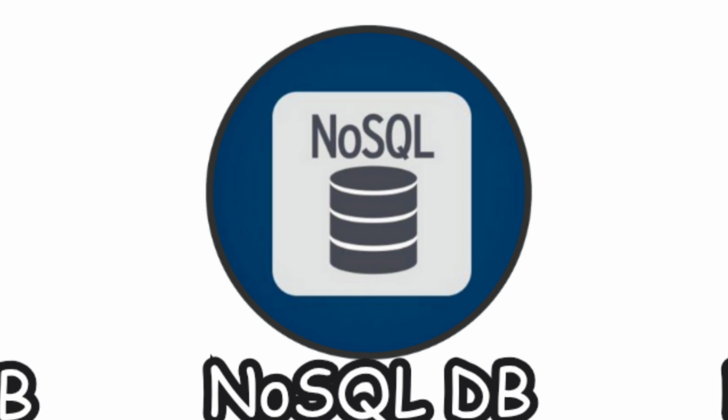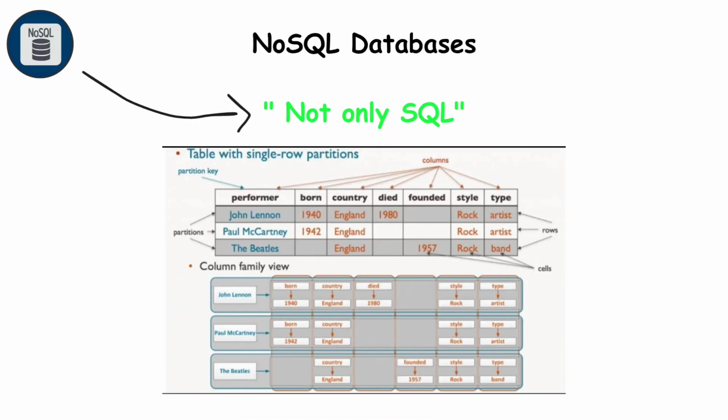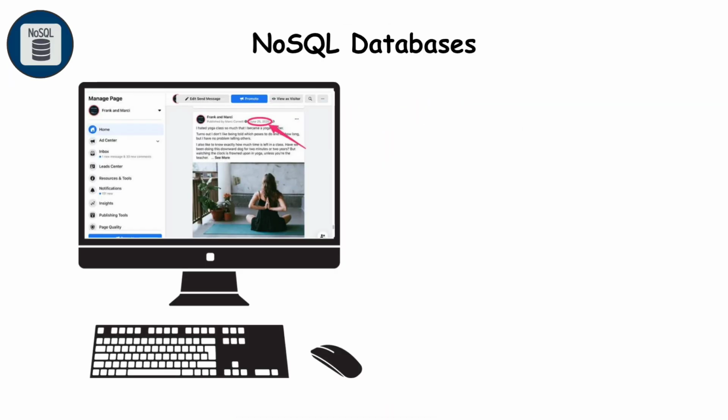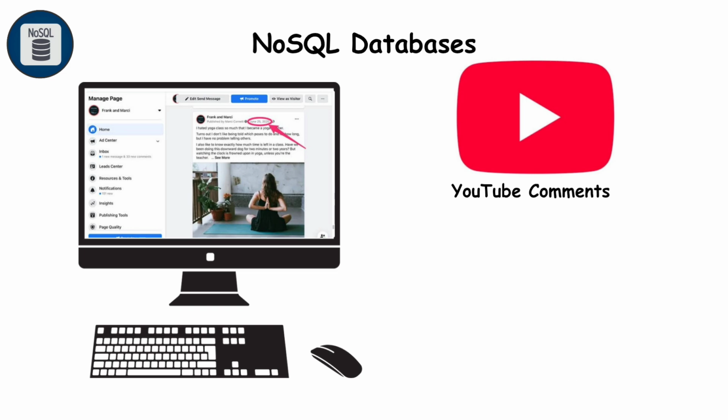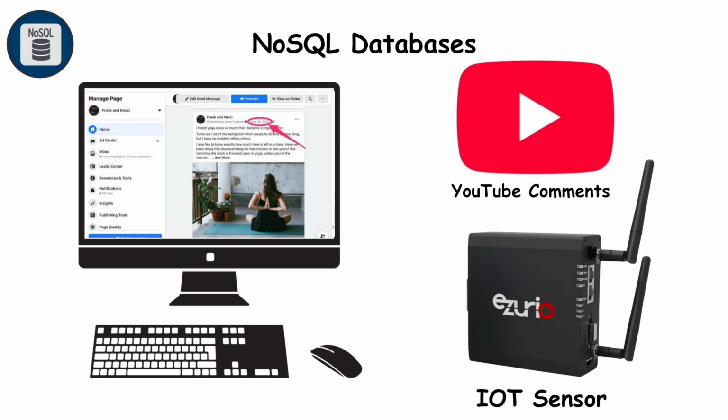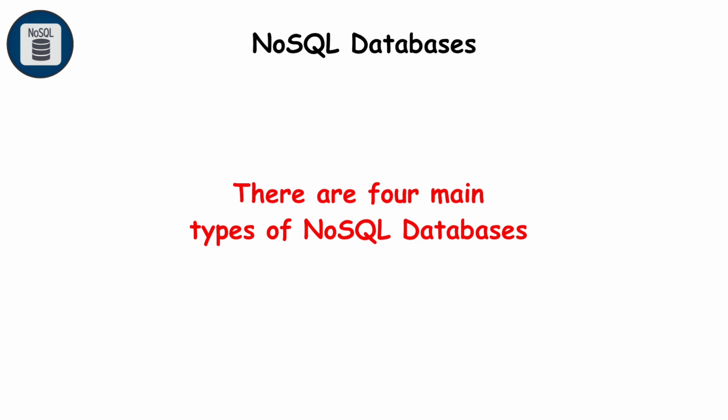NoSQL databases, known as "not only SQL." They're perfect when your data isn't nice and neat. Think of Facebook posts, YouTube comments, or Internet of Things sensor data. NoSQL handles unstructured and semi-structured data with ease. There are 4 main types.